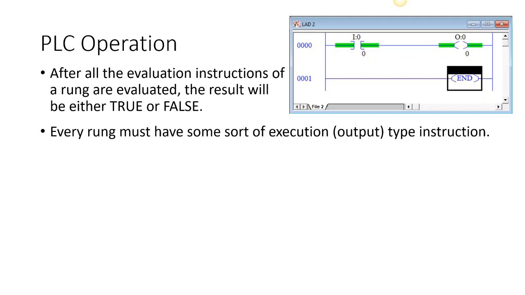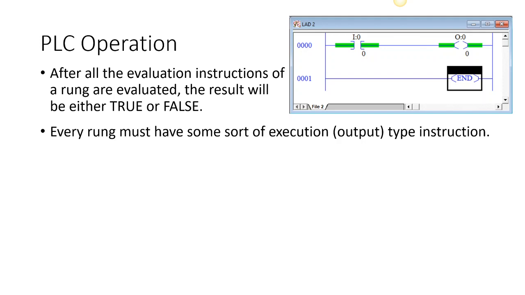Okay. Every rung must have some sort of execution or output instruction associated with it. If not, then the rung doesn't need to exist. If we're not driving some sort of conclusion, because remember, we're just basically asking questions to make a decision. And at the end of all the questions that we ask, we have to come up with some sort of conclusion. And the conclusion is an output.